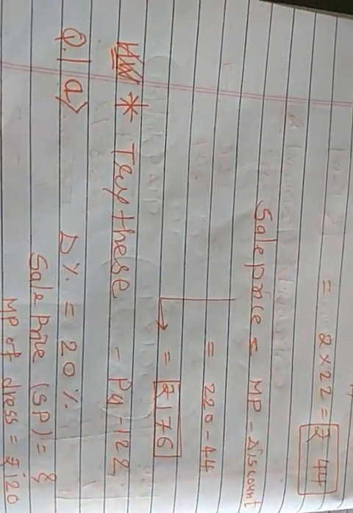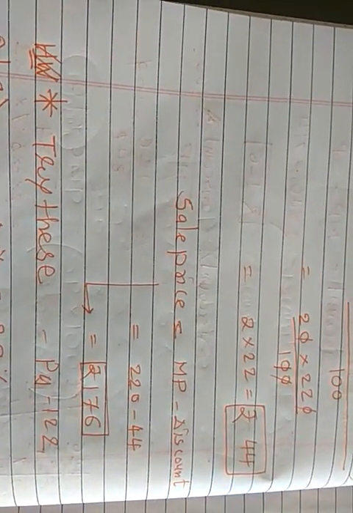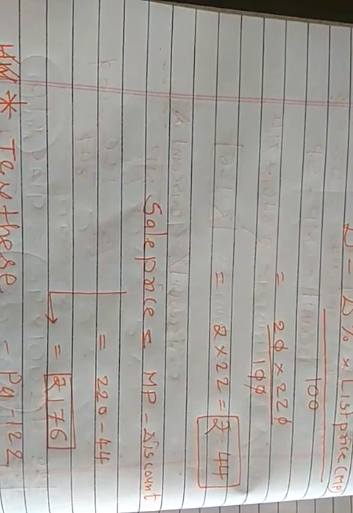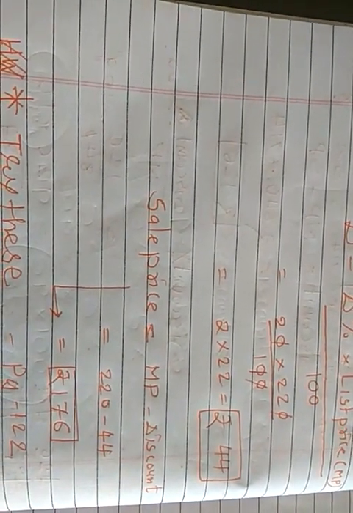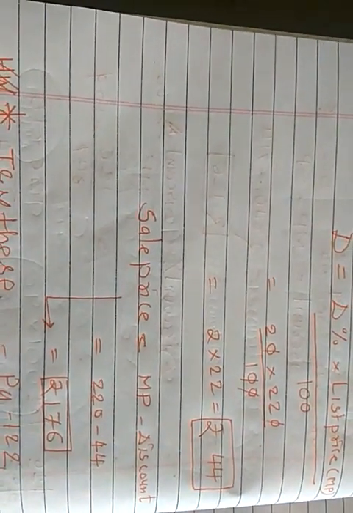Now the sale price. Sale price is equal to mark price minus discount. Your mark price is 220 rupees minus the discount of 44. Ultimately you will get the price 176 rupees. Okay.